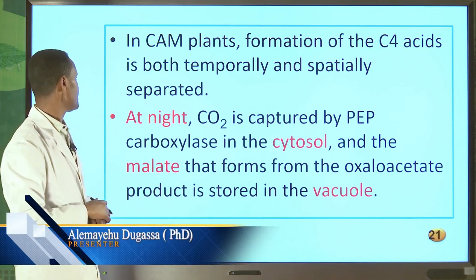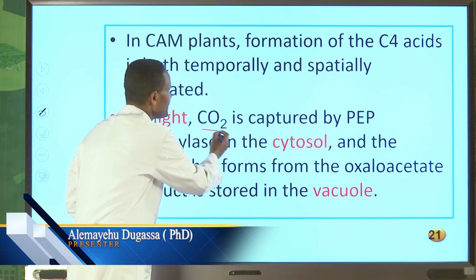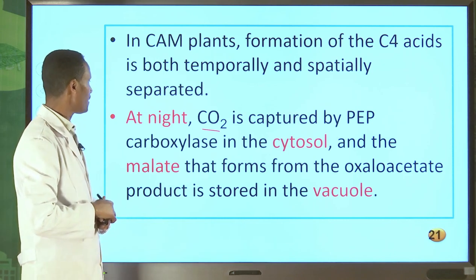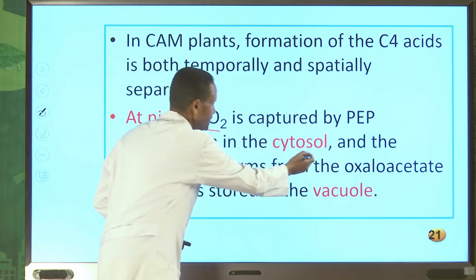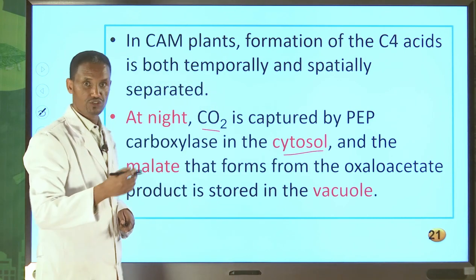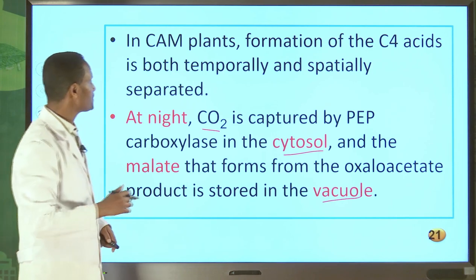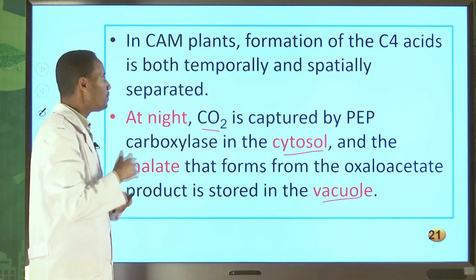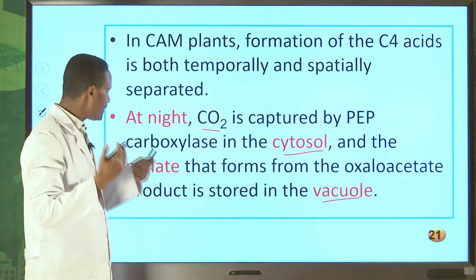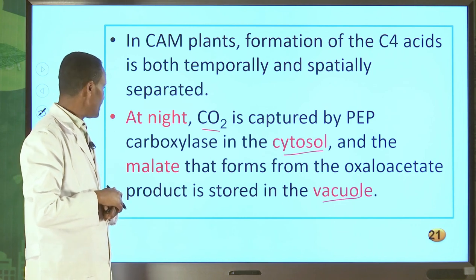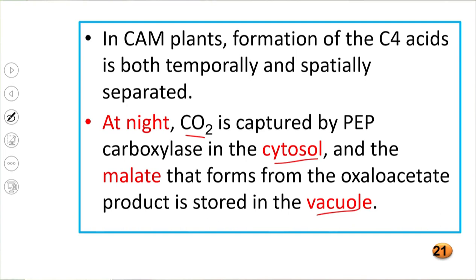Here in the CAM plants, at night, carbon dioxide is captured by phosphoenolpyruvate carboxylase in the cytosol. That means the fluid-filled portion of the cytoplasm. And the malate that forms from the oxaloacetate product is stored in the vacuole. In this case, at night the plants capture carbon dioxide with the help of the enzyme phosphoenolpyruvate carboxylase in the cytosol. Then the malate formed from the oxaloacetate is stored in the vacuole until the daytime.